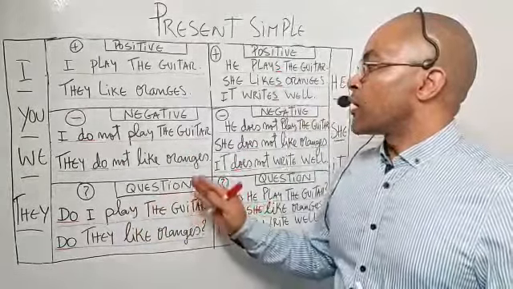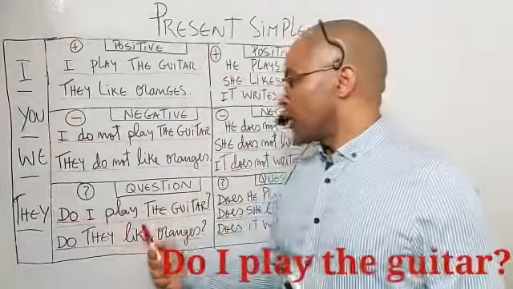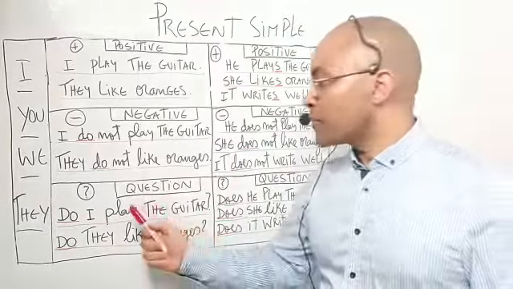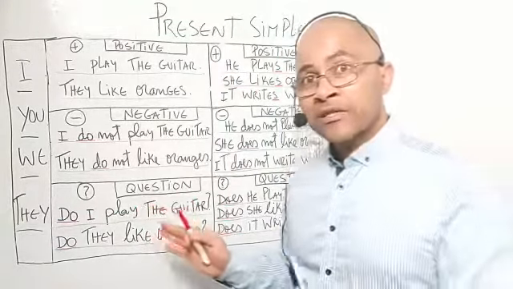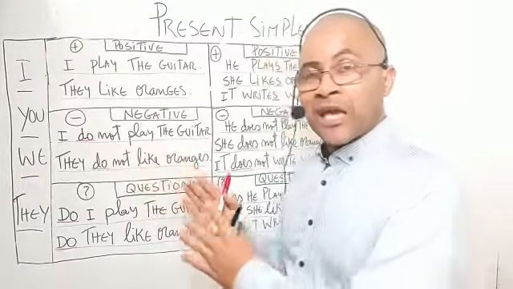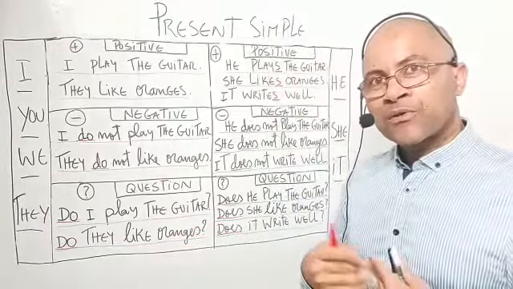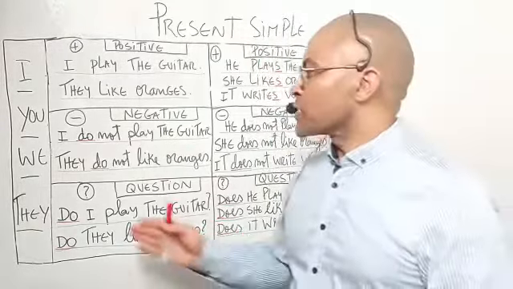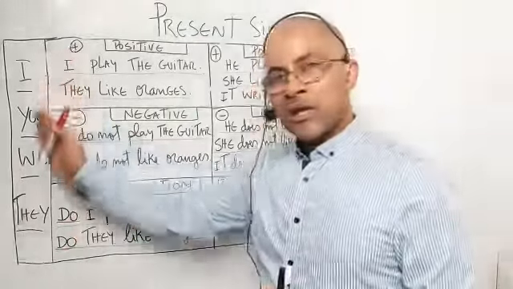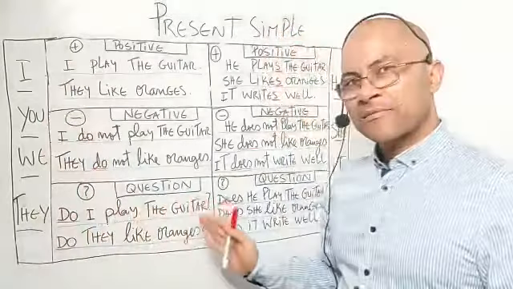Now, the same sentence, I play the guitar. Do I play the guitar? Once again, do I play the guitar? Here too, like before in the negative, in the questions, we also need the auxiliary do. Do comes before the personal pronouns. Do I play the guitar?